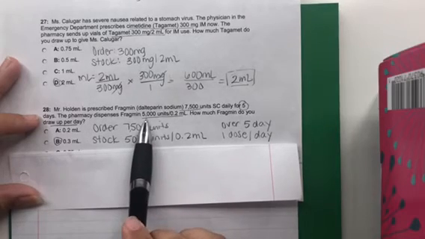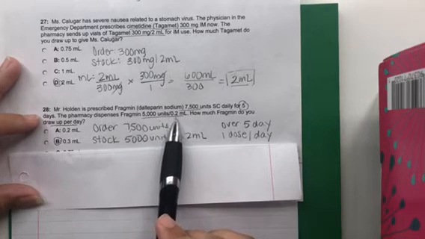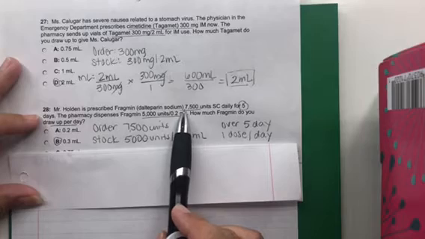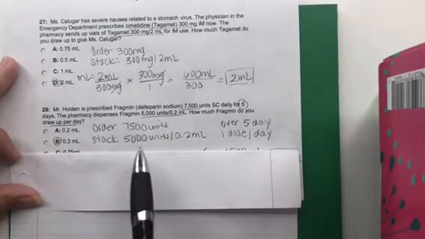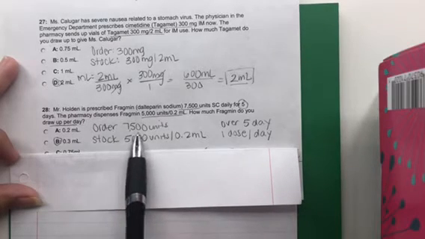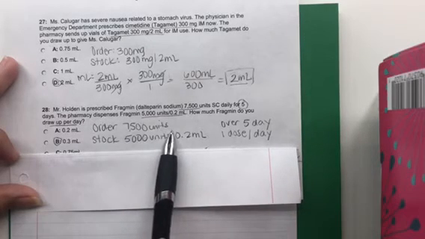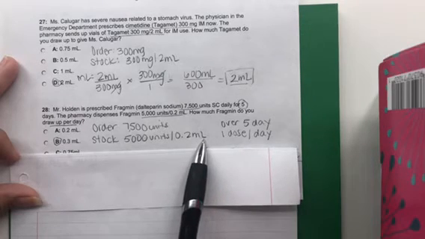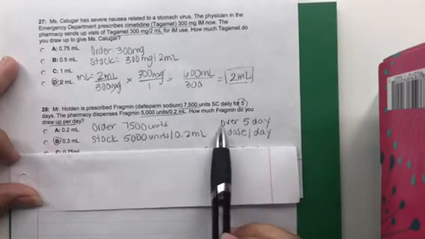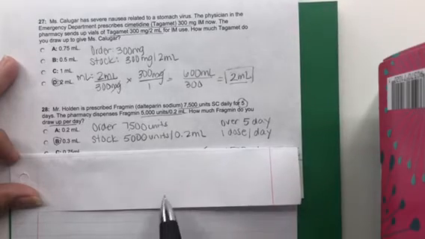The pharmacy dispenses 5,000 units per 0.2 milliliters. We are looking for milliliters. How much do you draw up per day? So this is how I set up my problem. I write the order, 7,500 units. The stock is 5,000 units per 0.2 milliliters. And just as a side note, I wrote down over 5 days, 1 dose per day.